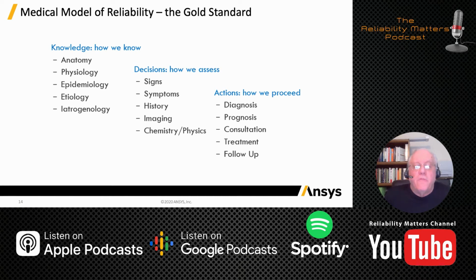So I developed what I call this medical model of reliability, and I kind of call that the gold standard. There are three big aspects to that: knowledge, decision, and actions. How we know things. In medicine, that's anatomy, physiology, that sort of thing. Decisions: when you go into your healthcare practitioner, you'll get signs, symptoms, imaging, whether that's X-ray or acoustic, chemistry, you'll do lab tests, that kind of thing.